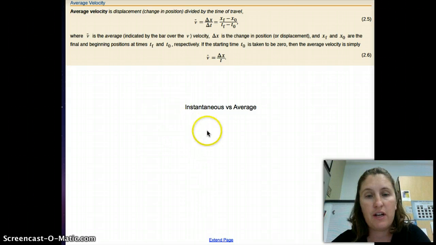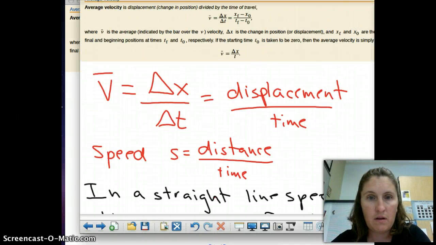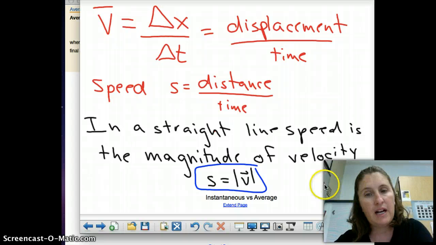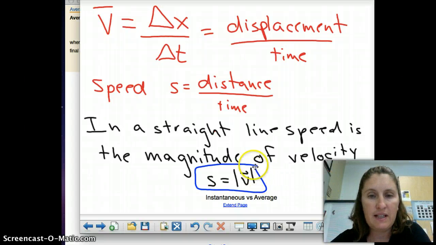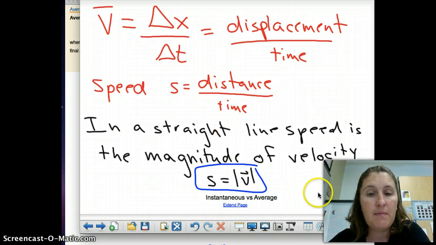Another definition I'd like for you to get off of this slide has to do with the word distance. So distance over time is known as speed. And notice these notes that I had for my other classes. In a straight line, speed is the magnitude of velocity, and this is the mathematical way of writing the magnitude of velocity. So if your velocity is 25 meters per second west, your speed would be 25 meters per second. You can ask the sub to pause at any point in time that you're trying to get things written down.